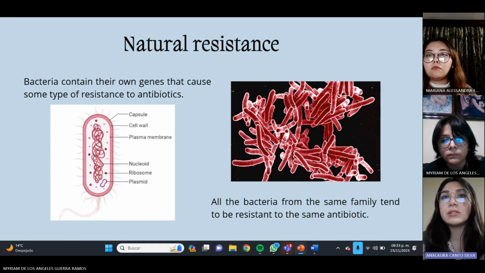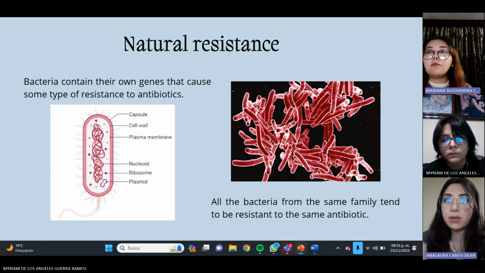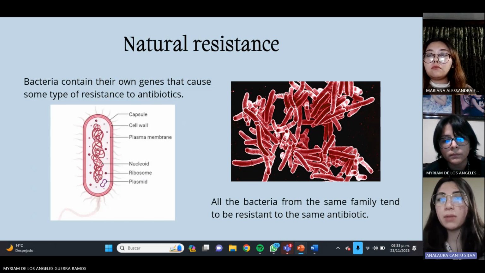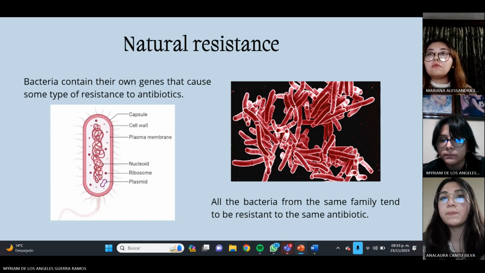In the natural resistance, bacteria contain their own genes that cause some type of resistance to antibiotics and are used as a defense mechanism. In this case, all the bacteria of the same family tend to be resistant to the same antibiotic.